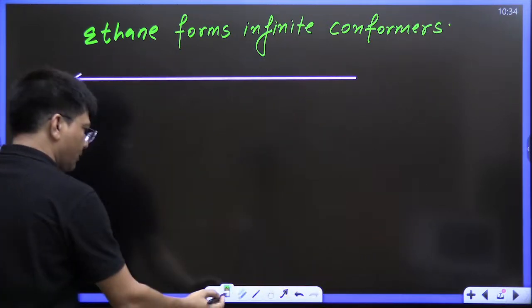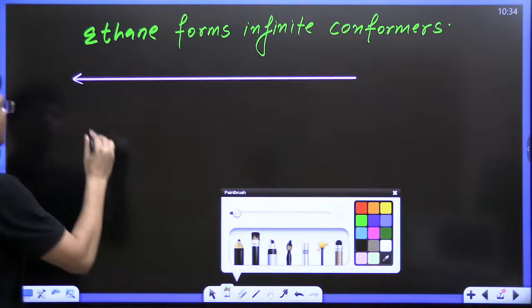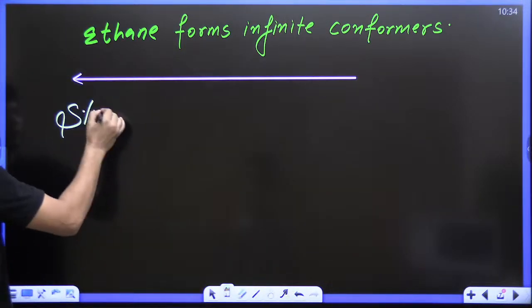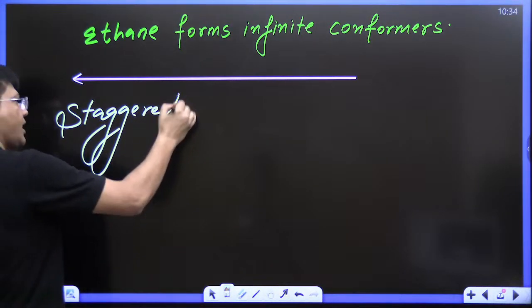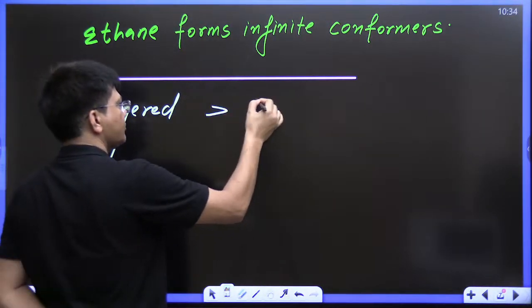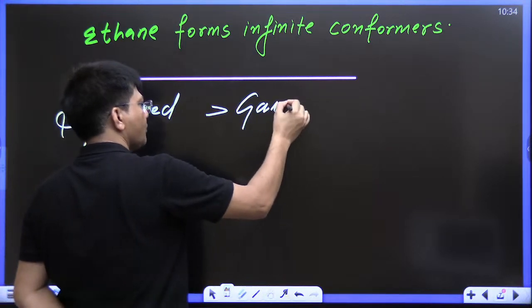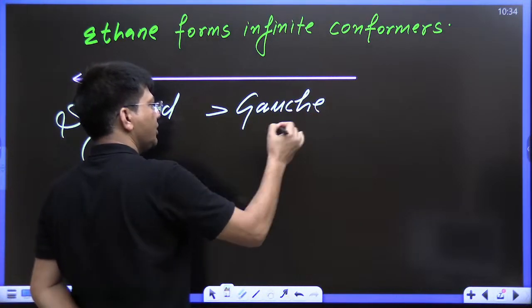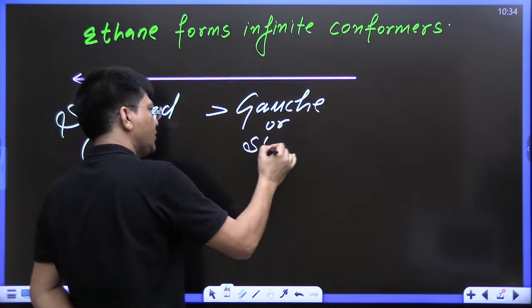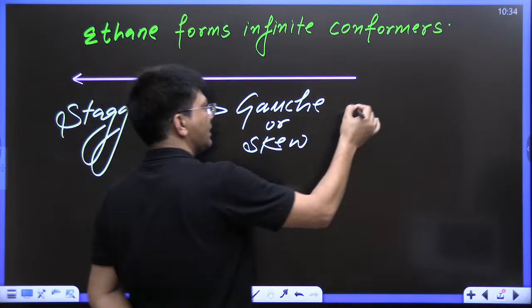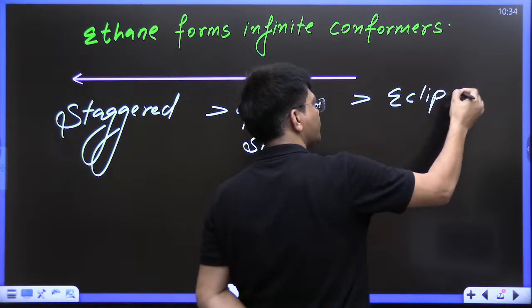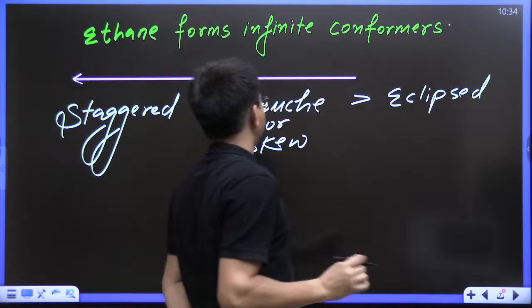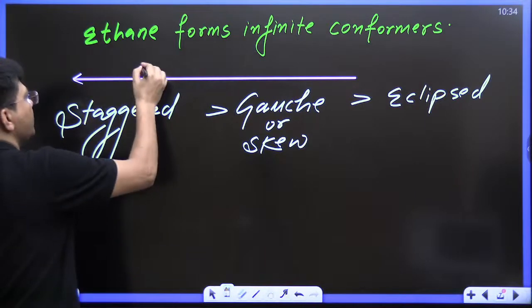So which is the most stable? Staggered is the most stable. This is the question of your exam. After that, there's gauche. We can also say gauche or skew, and least stable is eclipsed. So this is the stability order.